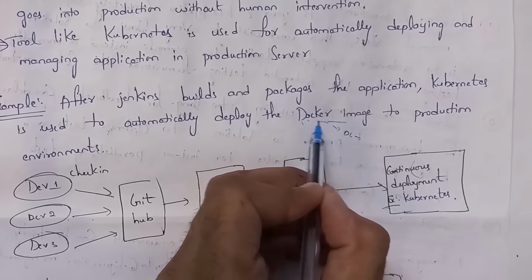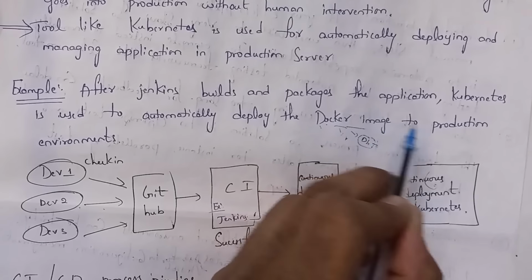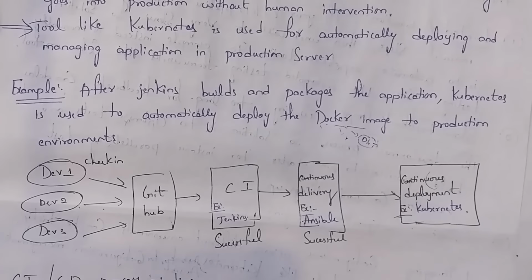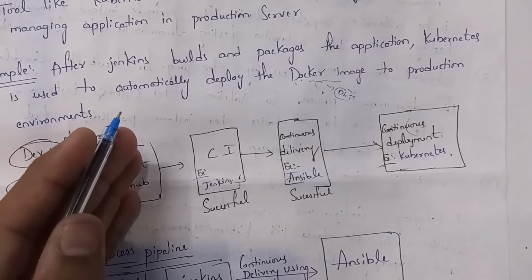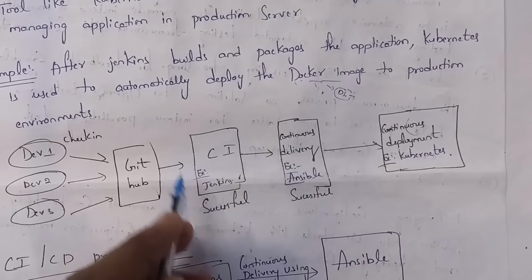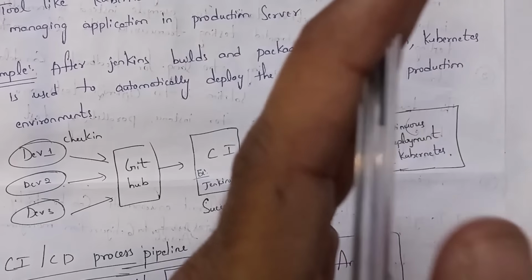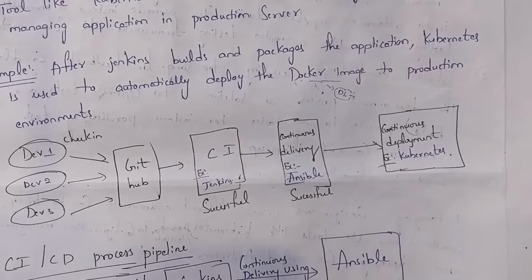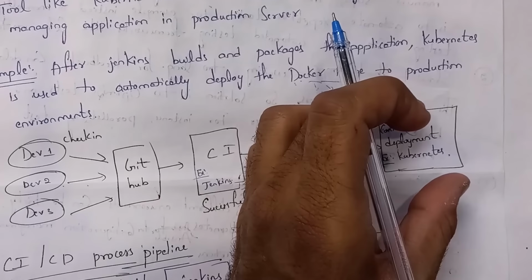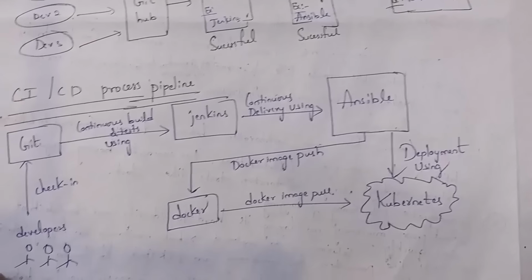And then we will place our application into Docker container. Then we will place that containerized application into Kubernetes. This is an example. Developers will place code into GitHub. After placing code into GitHub, automatically continuous integration will take place. After that, continuous delivery will take place. And at last, continuous deployment will take place. That is nothing but placing our application into the actual production server. Guys, this is a complete CI/CD pipeline.